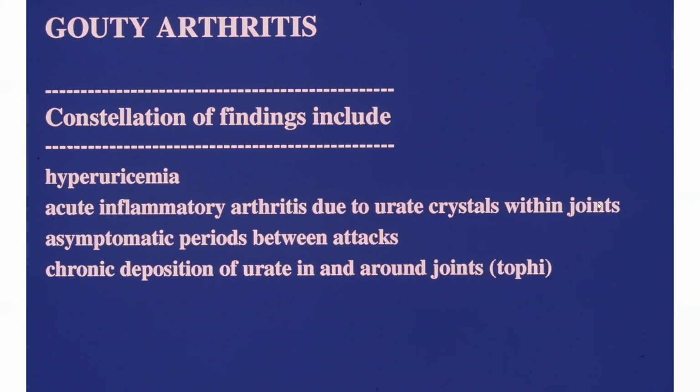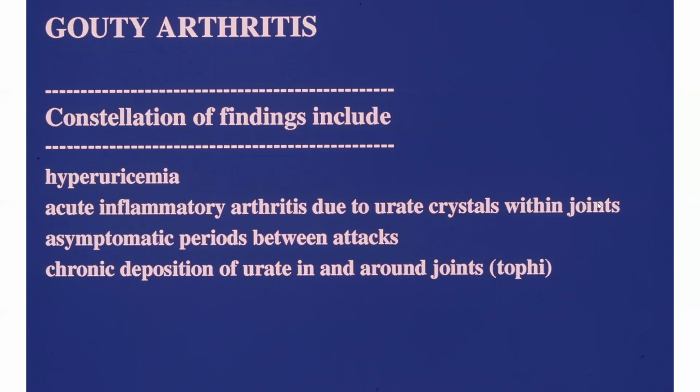Gouty arthritis is uniformly associated with hyperuricemia, but interestingly, most people with hyperuricemia do not develop gout, and only some who develop gout develop real joint disease from gout. It has several phases. One is an acute inflammatory arthritis. It's very painful due to urate crystals within the joints, which have been phagocytized by granulocytes.